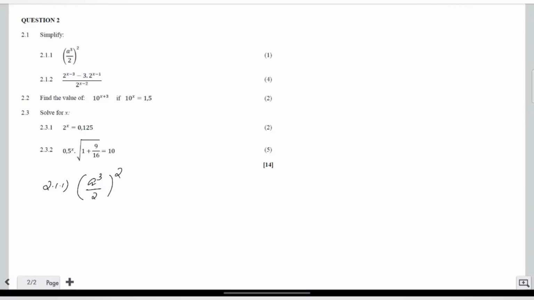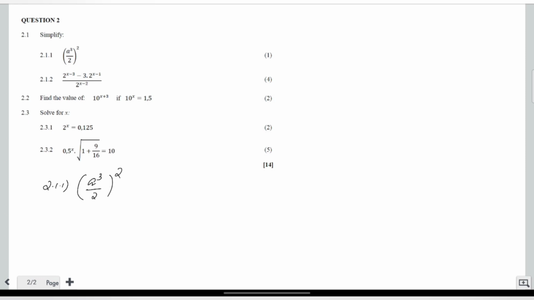Now move to question number 2. We have done question number 1, and question number 2 is also under algebra, and here you will see questions from exponents and sets. Mostly the questions are in exponential form and you have to simplify. Sometimes you have to factorize, or find the value of x. That kind of questions are there. So move to question number 2.1.1.